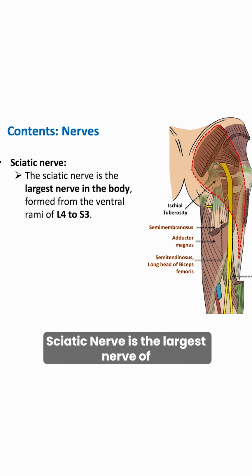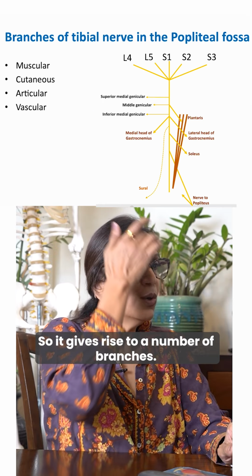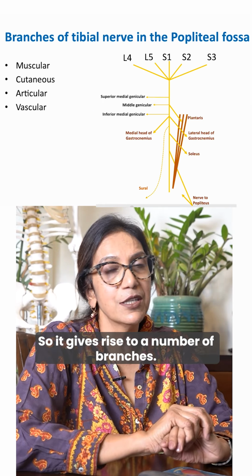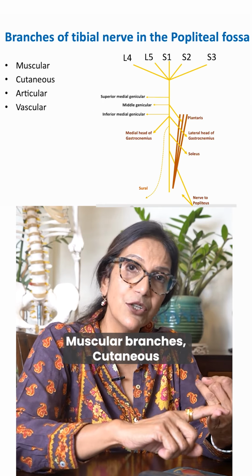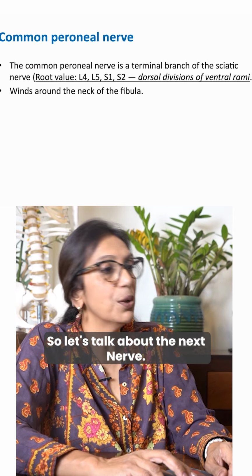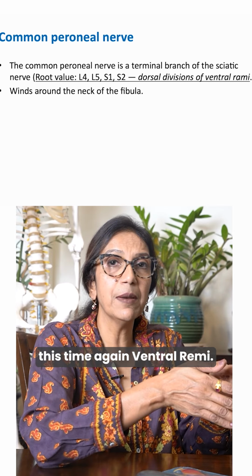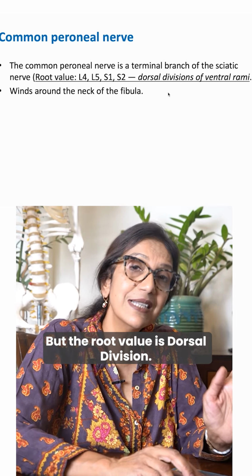Sciatic nerve is the largest nerve of the body, dividing into common peroneal nerve and tibial nerve. So it gives rise to a number of branches. What are the branches? Muscular branches, cutaneous branches, articular branches, and vascular. So let's talk about the next nerve, the common peroneal nerve. This time again, ventral rami, but the root value is dorsal division.